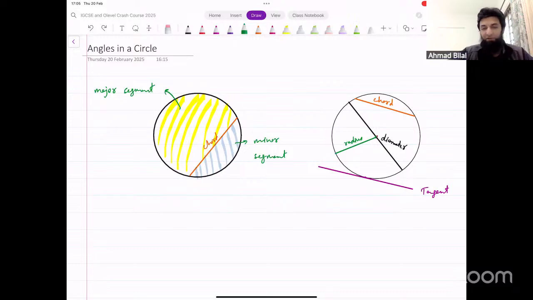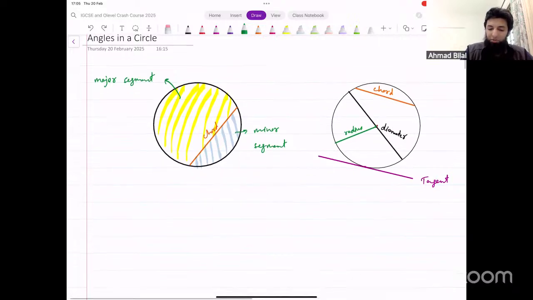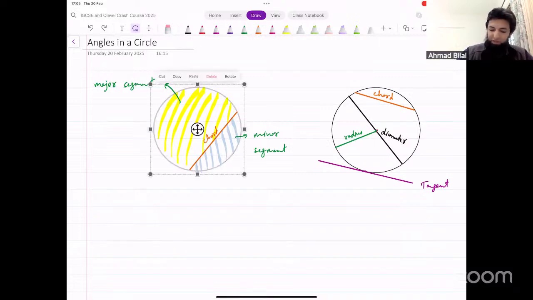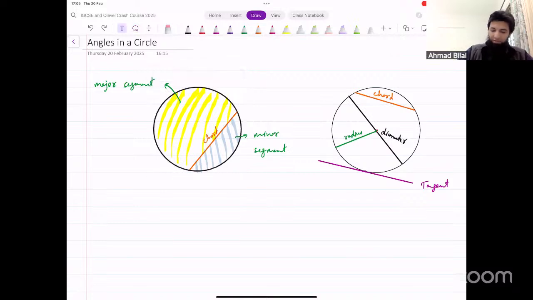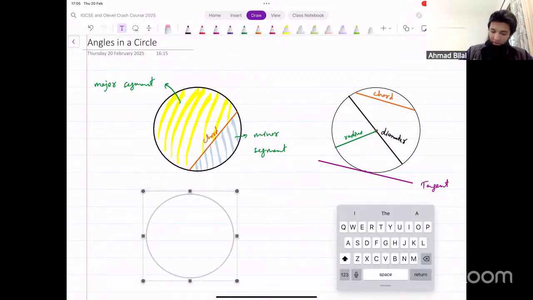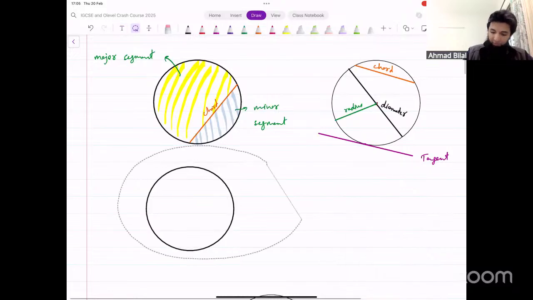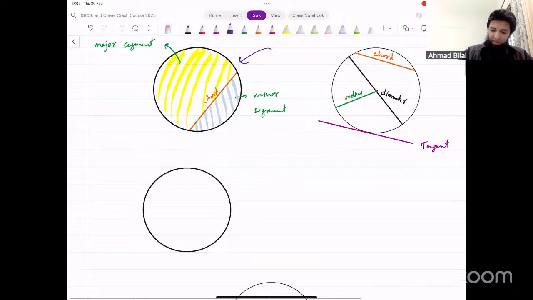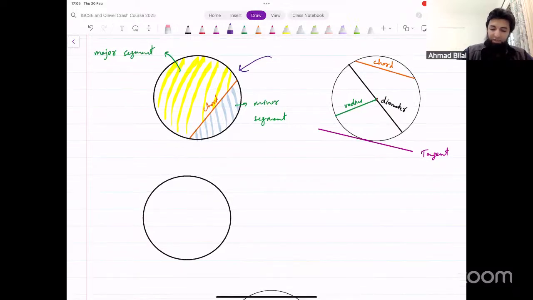It's different from a sector. Sector is something else, which although we will not need to use in this topic, I'll just tell you about that because we will need that later when we do mensuration. That will most likely be next week, inshallah, or the week after that. This is the segment. It's different from a sector.